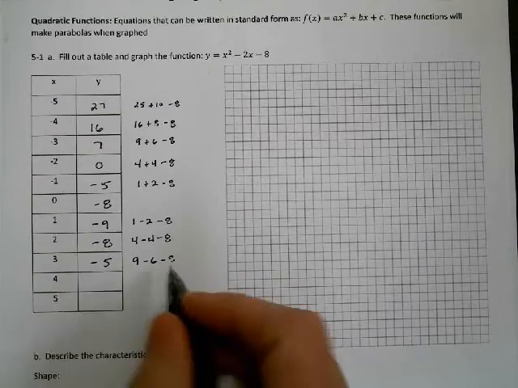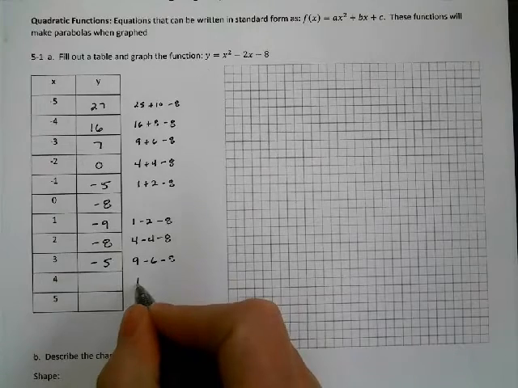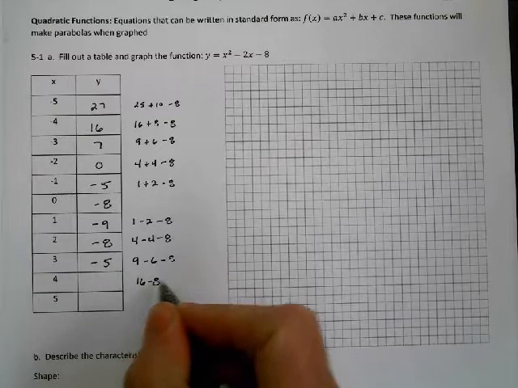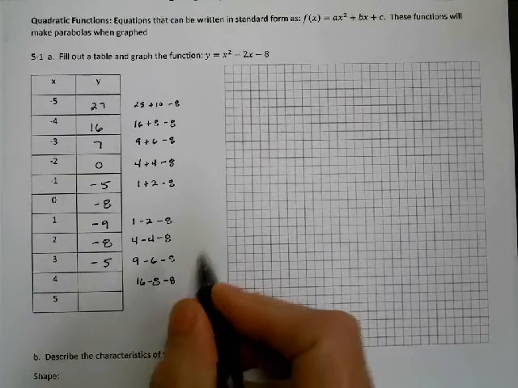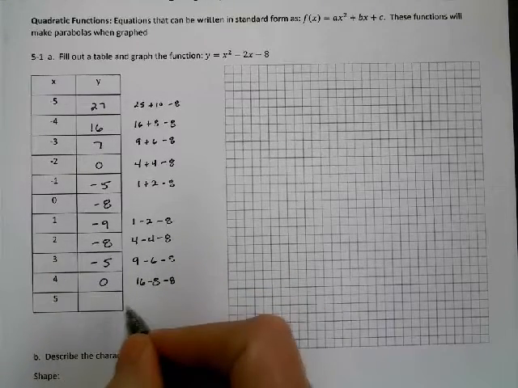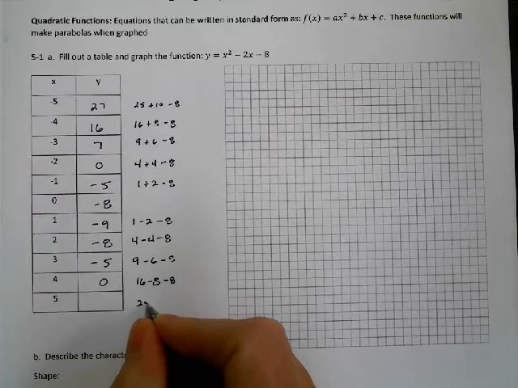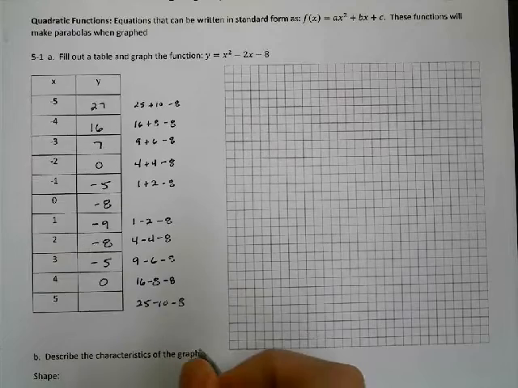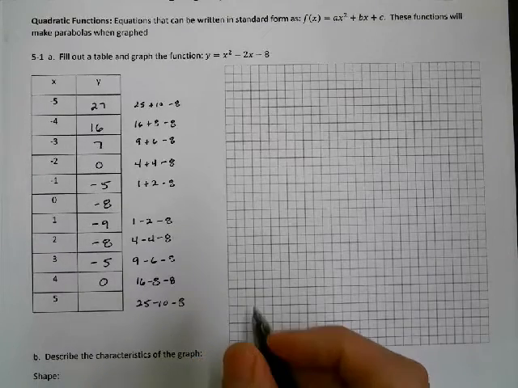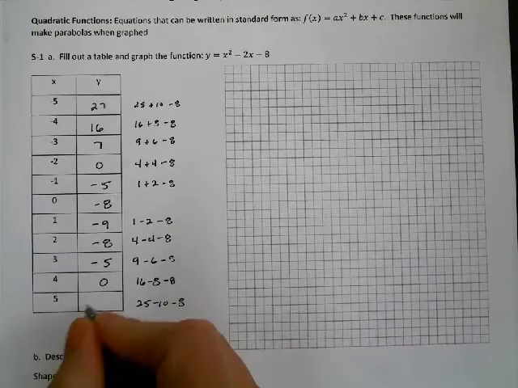Losing my mind. Number 4. 4, we get 16 minus 8 minus 8. Oh, that's easy. That's going to be 0. And then we plug in 5. We get 25 minus 10 minus 8. So here we get, what's that, 7?